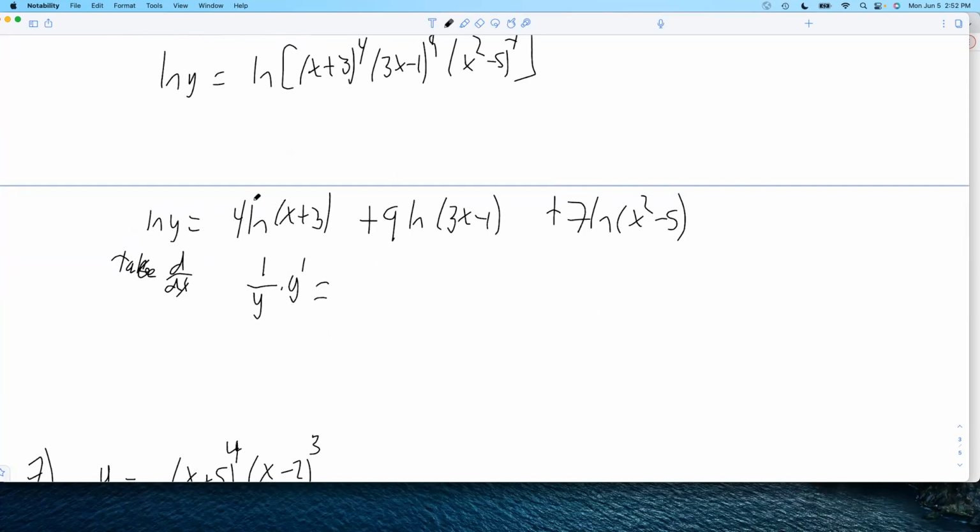And now these are all easy to take the derivative of. 4 comes along for the ride. Derivative of ln of x plus 3 is 1 over x plus 3 times the derivative of the inside, but derivative of all this stuff is just 1. 9 comes along for the ride. 3x plus 1 comes down to the bottom times the derivative here, which is just 3. 7 comes along for the ride. This guy is going to go into the bottom times the derivative of the inside. So I pick up a 2x here.